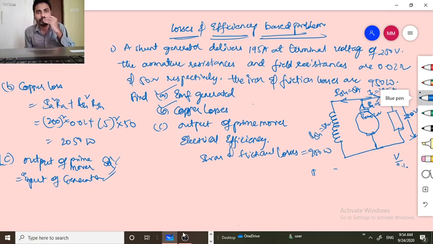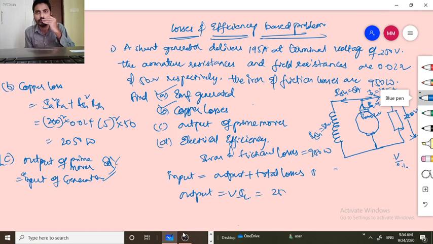Input is equal to output plus total losses. This is the equation. So what is the output power? You should calculate here. Output is equal to V into IL. So V is equal to 250 and IL is 195. So what is the value here? 48750 watts. So this is the output power.